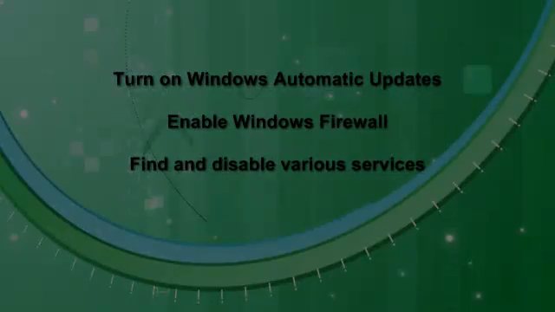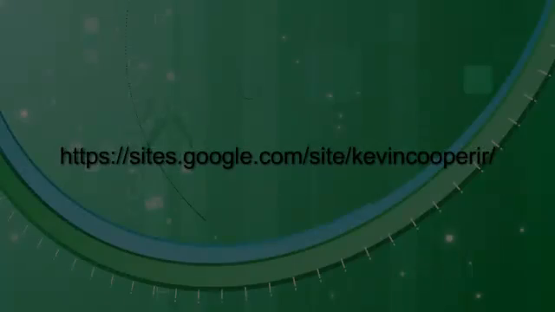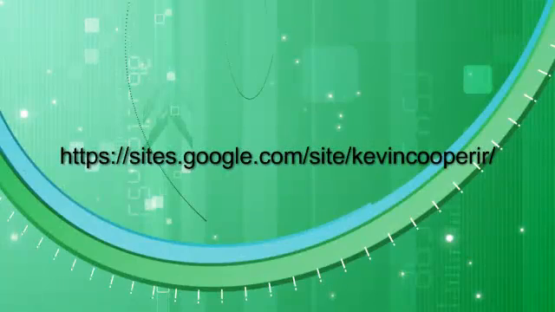Now that we are finished, you should be able to find the automatic updates and turn them on. You should be able to find the firewall and turn it on as well. You should also be able to find the services, and enable or disable any services that you would like. Along with this video, I've provided written materials, a guide to do this process. It also has instructions for Windows XP and Windows Vista.